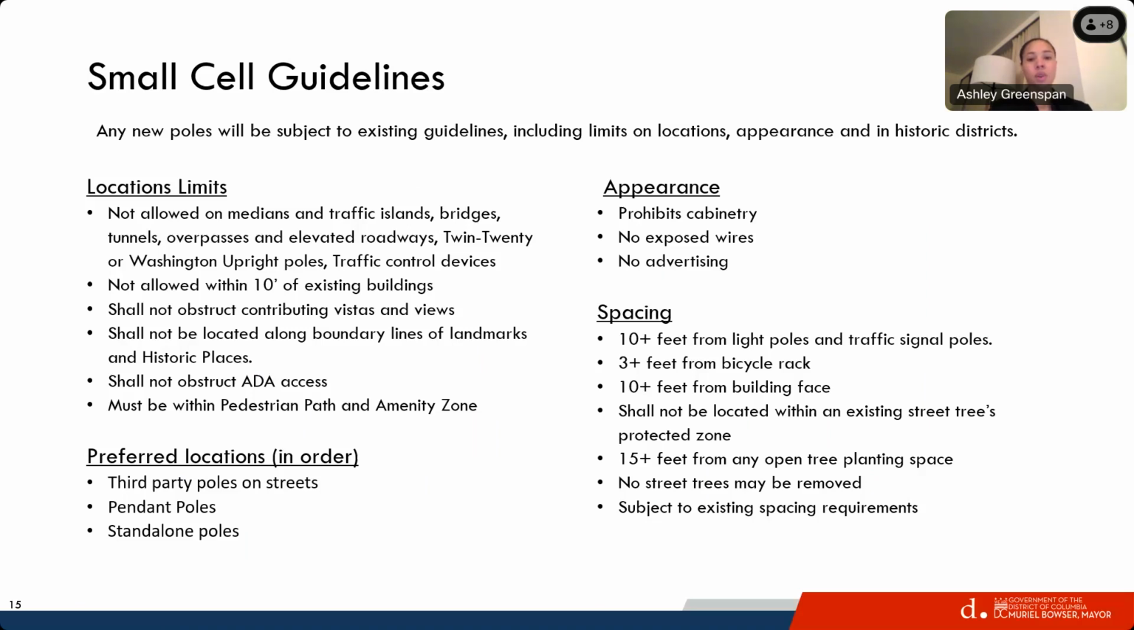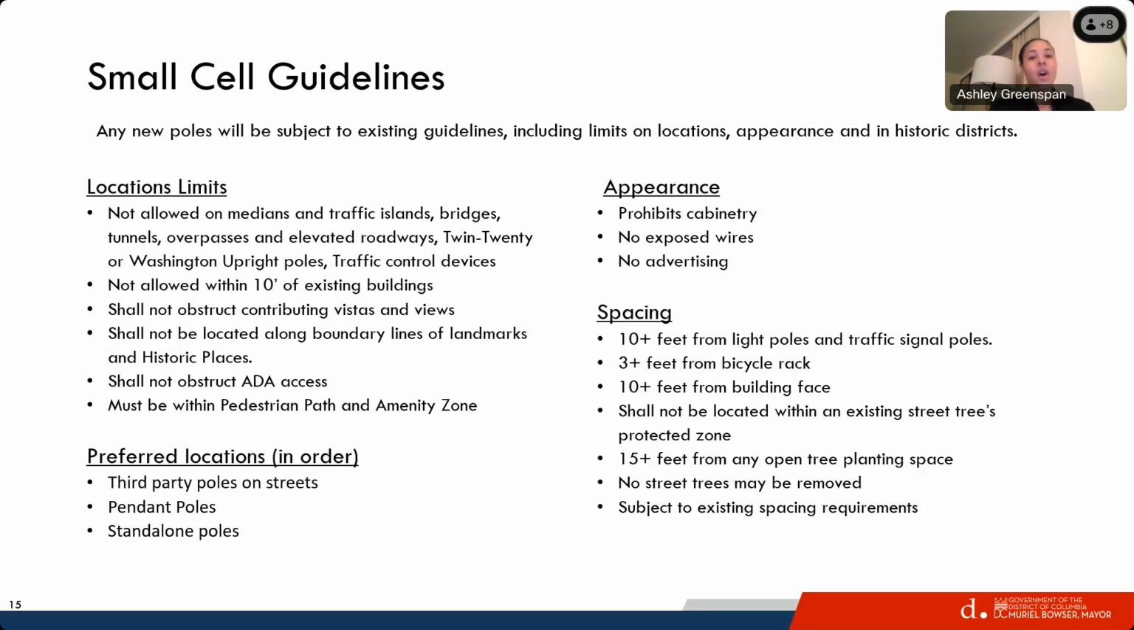Importantly, the guidelines require that MLA holders always deploy on existing poles when one is available. This reduces the need for any new poles in the right-of-way. It prioritizes accessibility and maintains the pedestrian path and amenity zones as defined within DDOT's guidelines. In addition to being required, using existing infrastructure is also our preference, as it's more efficient and economical.